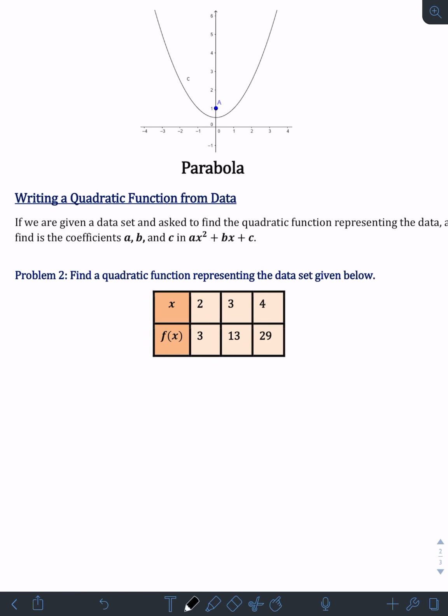If I'm given some data and I want to find the quadratic function representing this data set, we are going to find f of 2 equals 3. From the table I know f of 2 equals 3, so I can take 4a plus 2b plus c equals 3.